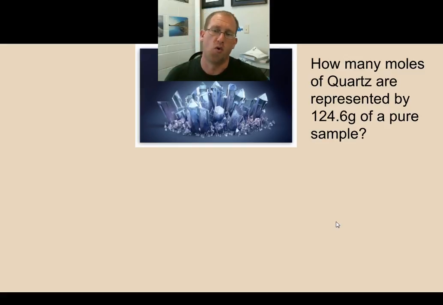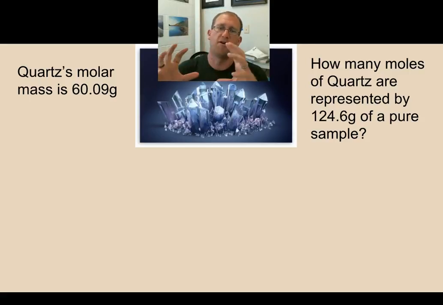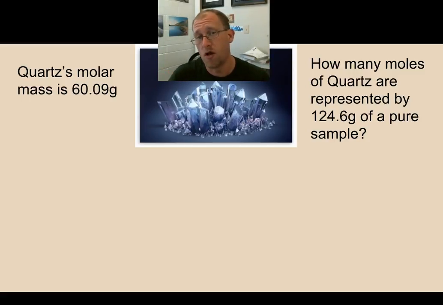How many moles of quartz are represented by 124.6 grams of a pure sample? Well, if I know the molar mass of quartz, then I can use that. That's how much 1 mole weighs. If I've been given 124.6 grams of it, I could divide how many grams I have by how many grams 1 mole weighs, and I could determine how many actual quartz crystal molecules or formula units are represented in the sample that I've been given.